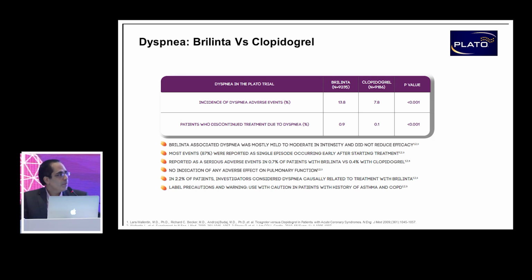And this is a hot topic, dyspnea. I think that dyspnea is more in the ticagrelor group than the clopidogrel, which is shown here, the incidence of dyspnea as an adverse effect. All of us know that there is accumulation of adenosine, and this is why there is more dyspnea than in the clopidogrel arm. There is almost 13.8% dyspnea versus 7.8%, which is a significant p-value.